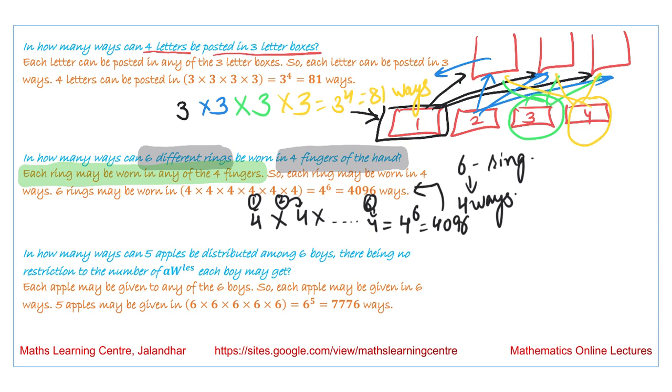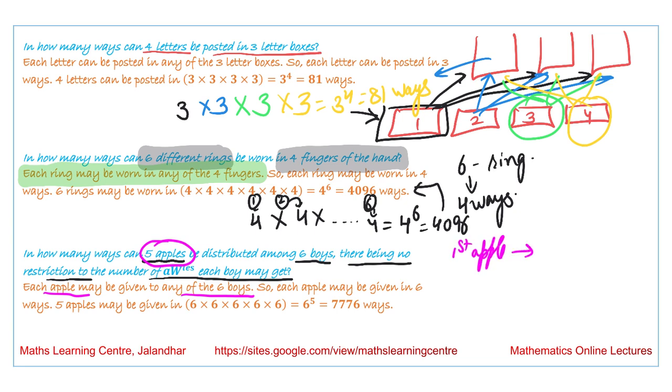4096. Next is: in how many ways can 5 apples be distributed among 6 boys, there being no restriction on the number of apples each boy may get? In this case, each apple may be given to any of the 6 boys. The number of apples we have is 5. For the first apple, the number of options we have is 6, since there are 6 boys. For the second apple, we have 6 options. For the third apple, we have 6 options. Likewise, continuing for the fifth apple, we have 6 options.